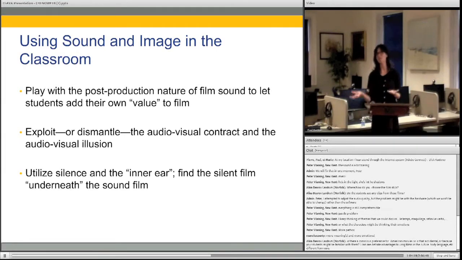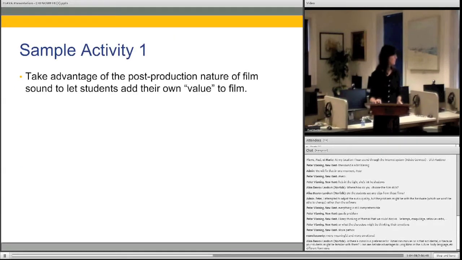But because sound is added on usually after the fact, although of course dialogue is often taped at the same time, you can allow students to participate or feel like they're participating in the creation of the film by adding sound onto images, right? So splitting apart the sound and image essentially and letting students take over the sound component. Exploiting or dismantling what we've seen, the audio-visual contract and the audio-visual illusion, and essentially utilizing silence and the silent film that's sort of hiding there underneath the sound film. So I'll give a few examples because that might seem a little bit abstract.